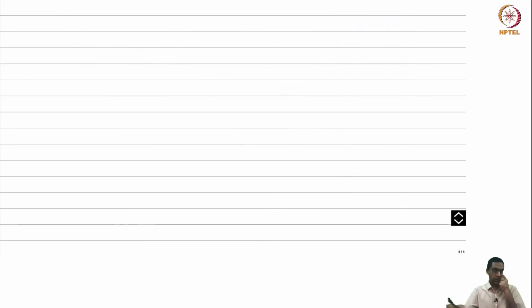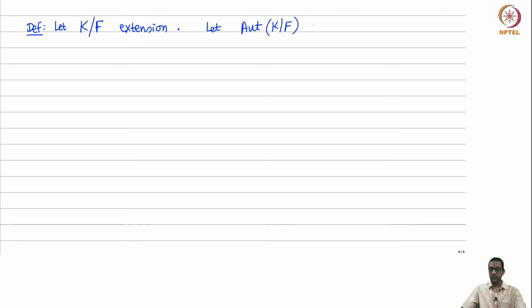Okay, now let me define another notion. So I just talked about the group of automorphisms. Now if K is an extension of F, so K over F, let K be an extension of F, then we define Aut(K/F) to denote the set of all field automorphisms of K which have the following property, that when you restrict them to F, it just gives you the identity map on F.